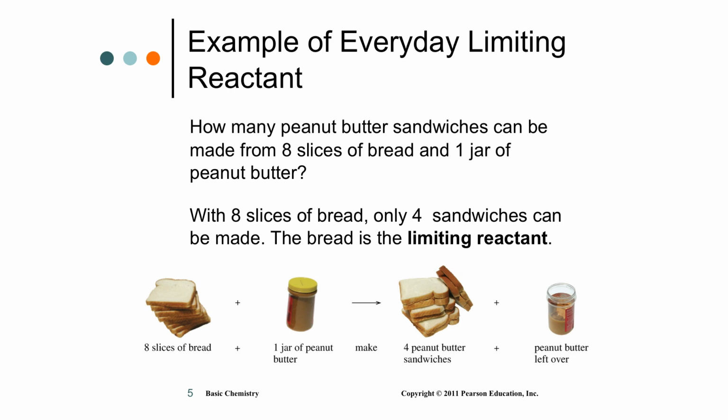I could only make 1 sandwich because it takes a tablespoon of peanut butter to make 1 sandwich. And if I only have 1 tablespoon of peanut butter, I can only make 1 sandwich. It doesn't matter that I have all this leftover bread. So whatever limits the amount of product is called the limiting reactant. Whatever is left over is called the excess reactant.